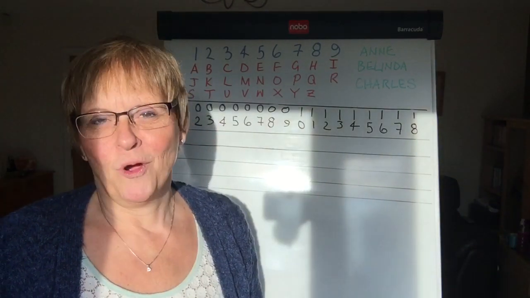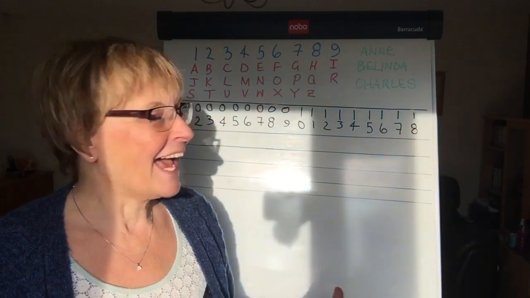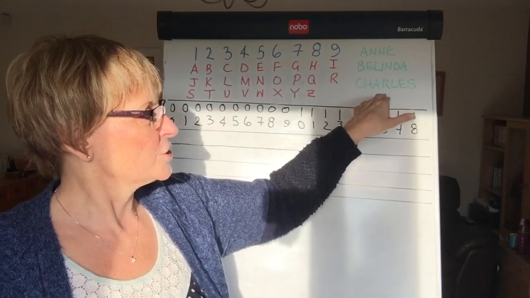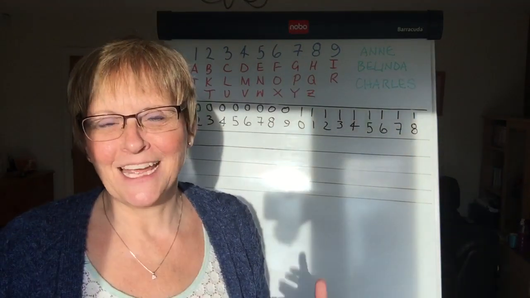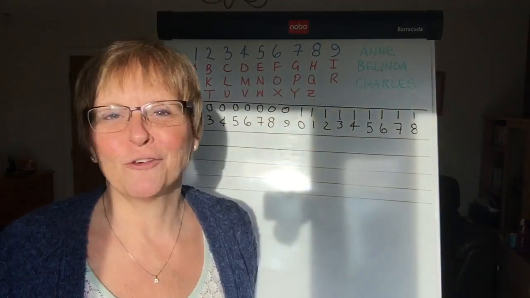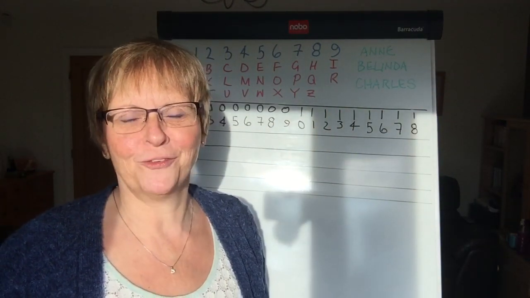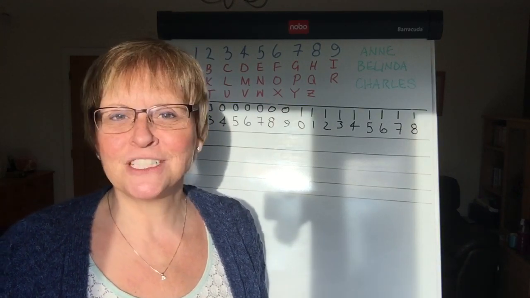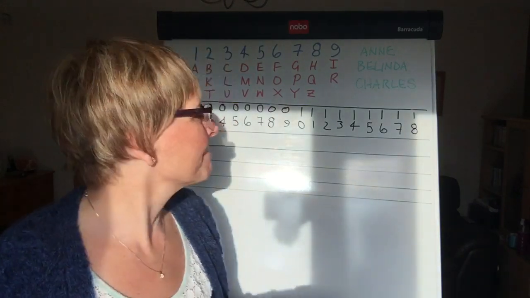The example I worked with in the previous video was Anne Belinda Charles, which I've got here. Anne Belinda Charles. And I did it ABC, as in Anne is an A, Belinda is a B, C is Charles, because I knew I wasn't going to go all the way through to work this out because it's a lengthy process and you have to do this same formula for every year.